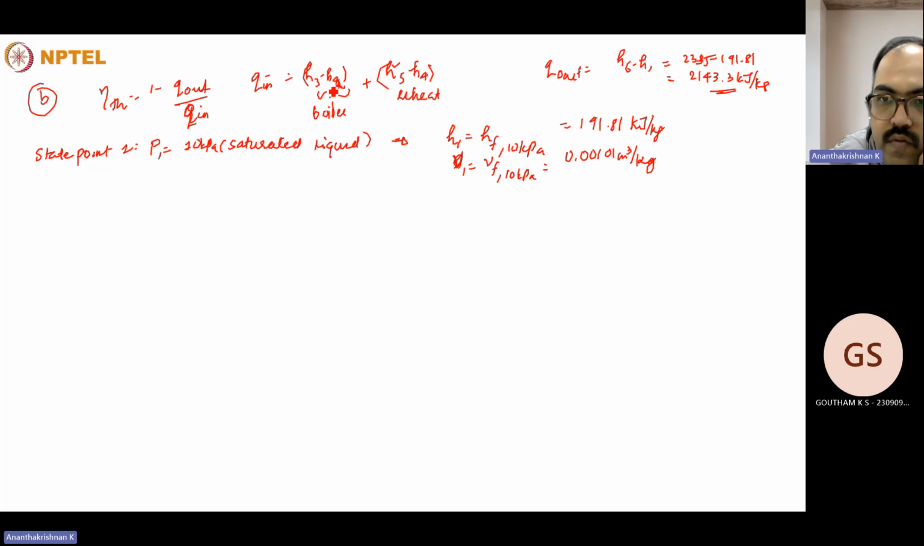Now, the most important one, we need to actually try to correlate it to state point 2. State point 2 at the exit of the pump, you know the pressure. The pressure will be at 15 megapascal.